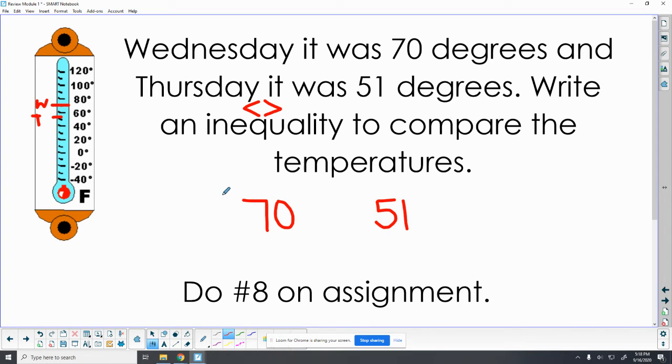And just like on a horizontal number line, we can always find the positive on a vertical line going in the same direction. Going up is positive and down is negative. So the warmer it is, the higher up the temperature will be. And the colder it is, the lower the temperature will be. So I can compare and say that 70 is greater than 51 because it's higher up on the scale. So I know that from Wednesday to Thursday, the temperature got colder that night. So pause and do number 8 on your assignment.